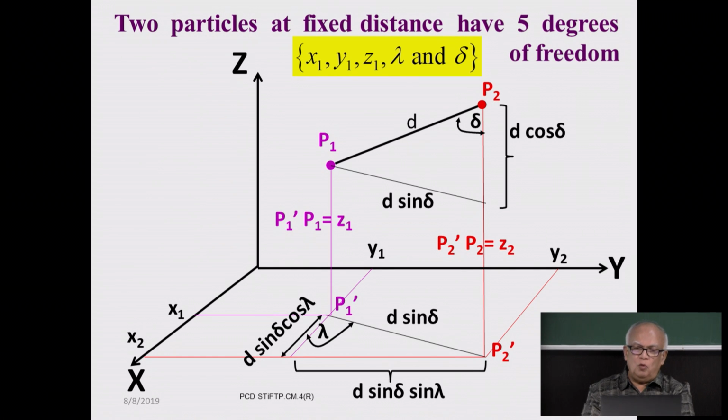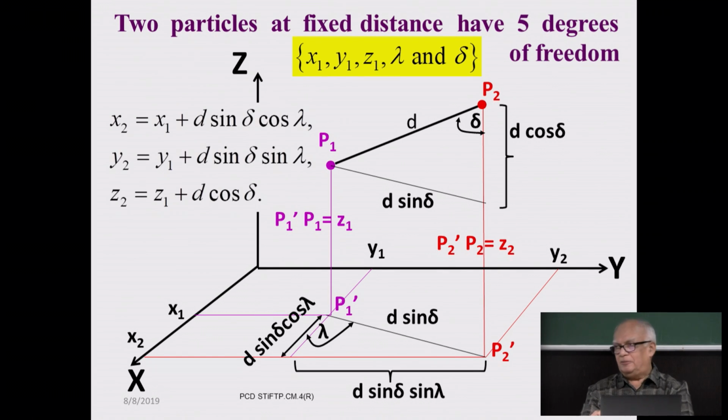Now, if you add a third particle, then how many parameters will we need? So in the first place, you should recognize that these 2 objects are completely specified by 5 degrees of freedom, 3 of which, x1, y1, z1, are the coordinates of particle P1. So x1 has the dimension of length, y1 also has the dimension of length. But delta and lambda are 2 angles, they don't have the dimensions of length.